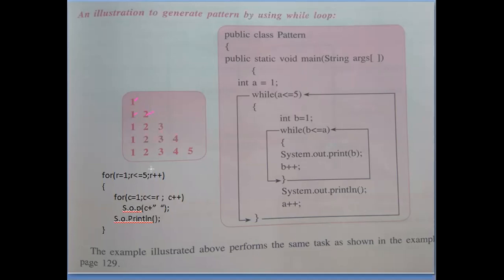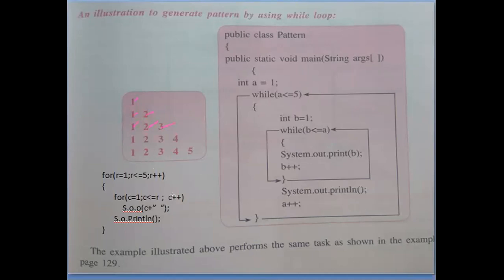Then once again, R becomes 3, satisfied. Once you come inside each time, once again, it starts from the beginning. That's very, very important. So once again, C starts from 1. 1 is less than or equal to 3, means 3 times the loop will repeat. 1, 2, 3 is printed.